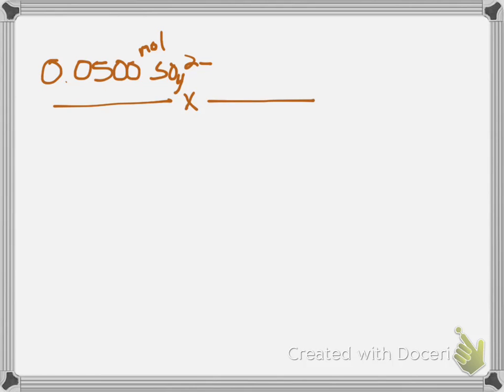So let me start out again with that sulfate, 0.05 moles of SO4 2-. We've got to give a mole-to-mole ratio to get on the opposite side. So for every 1 mole of PbSO4 produced, it'll take 1 mole of SO4 2-. So we've got moles of lead sulfate.